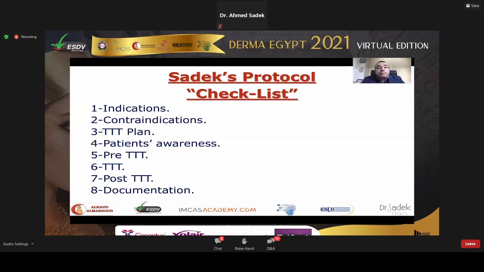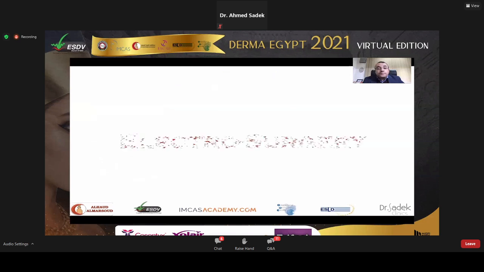Then I have to set up my mind for a treatment plan, and then I go for the patient's awareness and the consent. Then I go for pre-treatment and preparing the patient properly for the session. Then I go for the session performance itself, including all the parameters. And then I go for the aftercare, which is crucial for every procedure, and documentation in the form of soft and hard copies of the patient data, in addition to photography for sure.